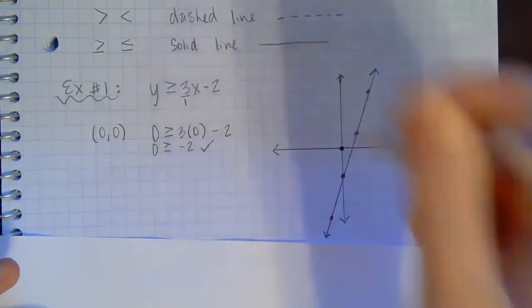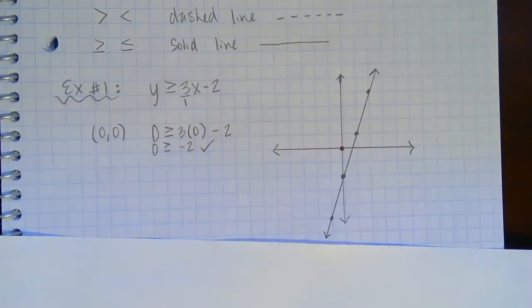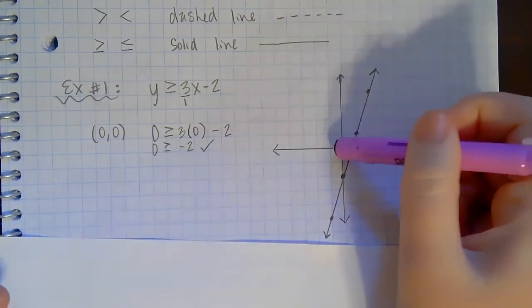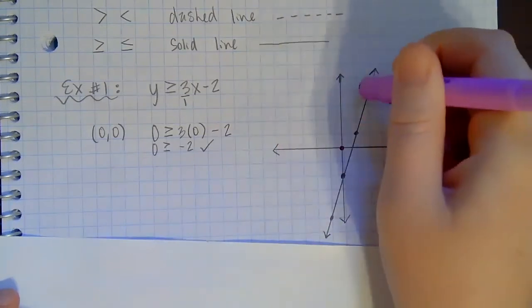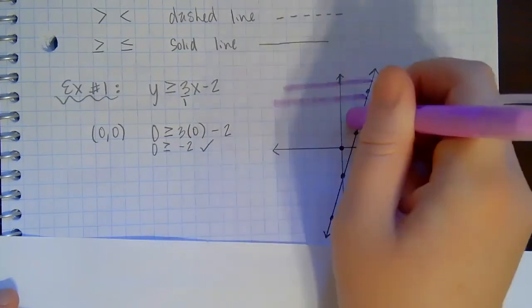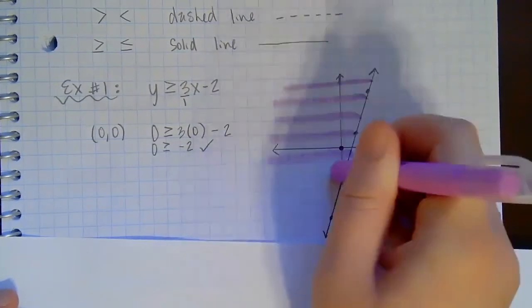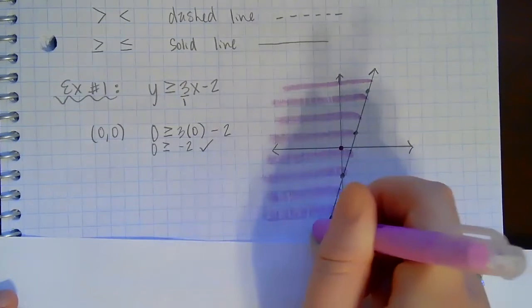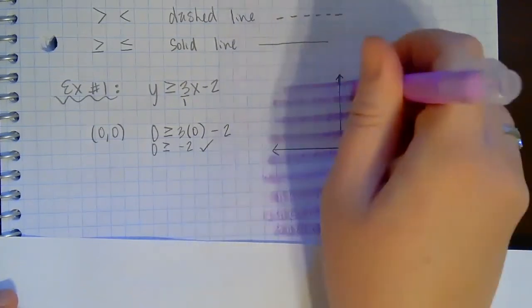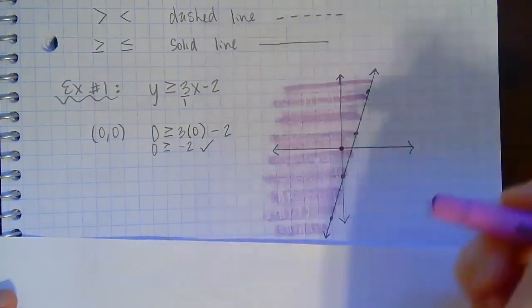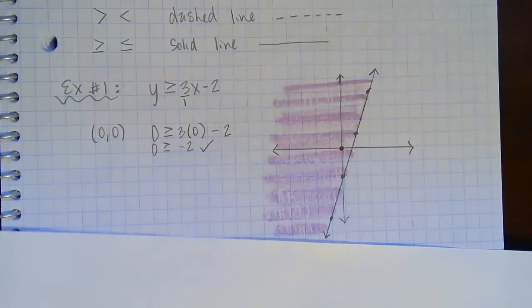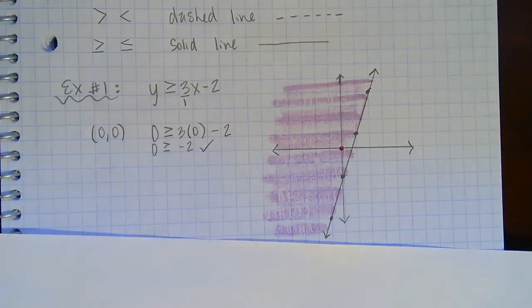That's a true statement. Since it's true, I'm going to shade on the side of the graph where the 0, 0 was. Here's the 0, 0, so I want to shade on this side of the line, not underneath it, but on this side. This whole region right here needs to be shaded, the whole entire thing. There is my solution. Let's try another one just to make sure we're okay here.